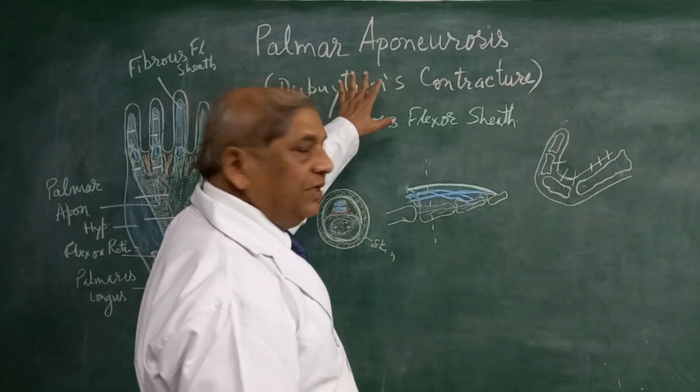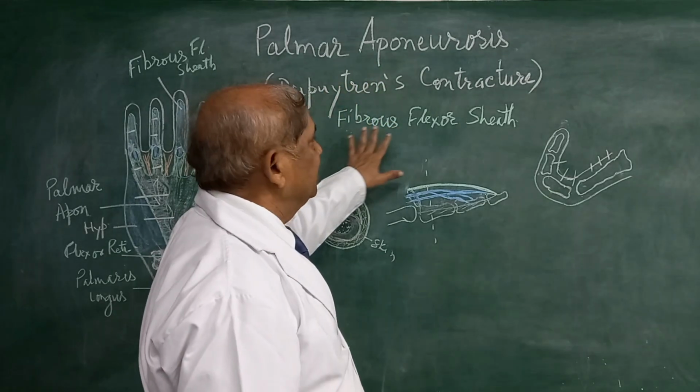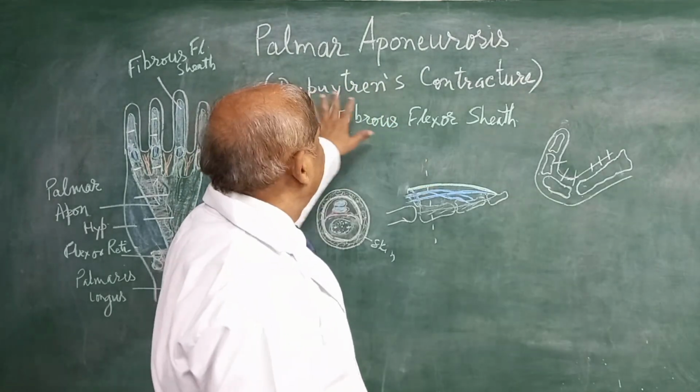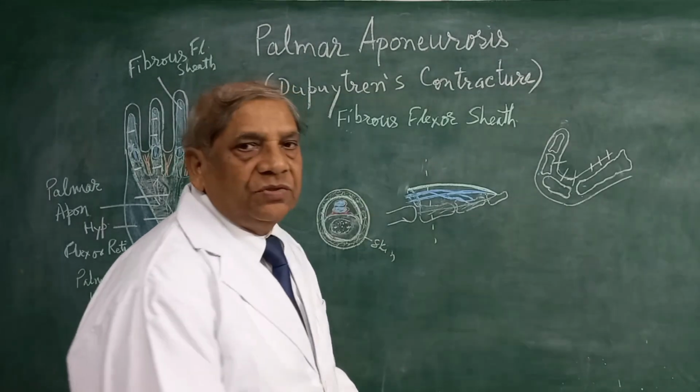So this is the Palmar aponeurosis, description of the fibrous flexor sheath and its applied importance, Dupuytren contracture.